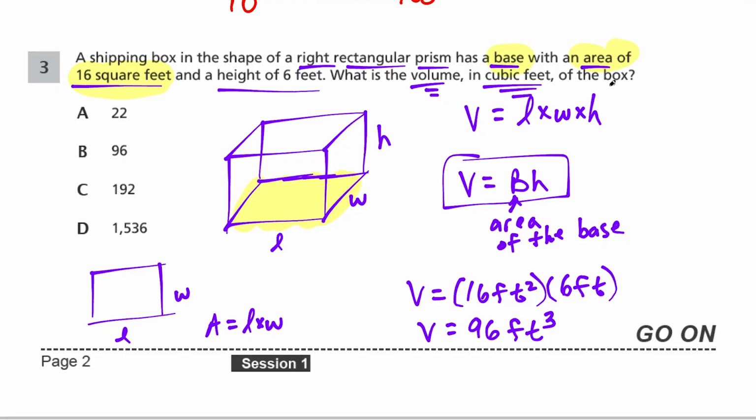And if we have to do this multiplication by hand, we would just do 16 times 6. And we have 6 times 6 is 36. We carry the 3. 6 times 1 is 6, plus 3 is 9. So that's where choice B is coming from.